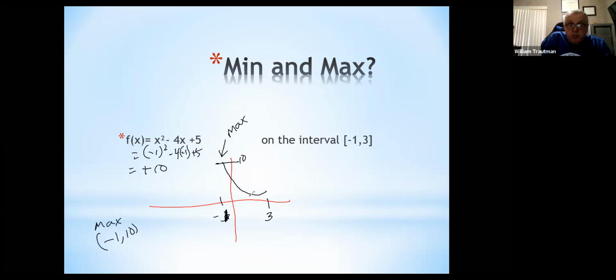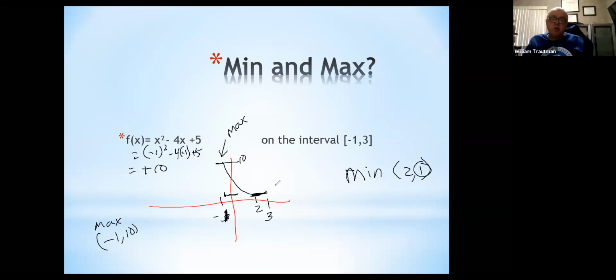Our minimum was right there, and when we looked at the table or when we did minimum on our calculator, our minimum was at 2, 1. Our minimum went down to y = 1. That's the minimum. So maximum and minimum, we always refer to the y value of it. All right, moving on.